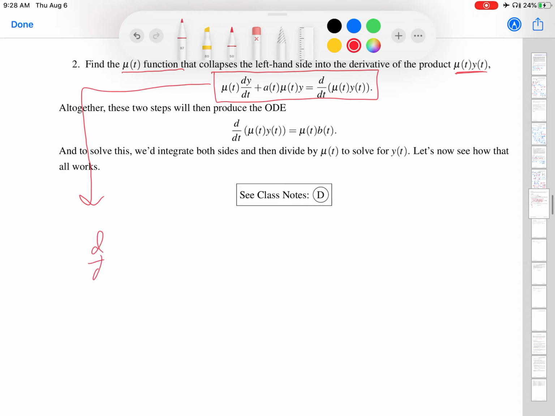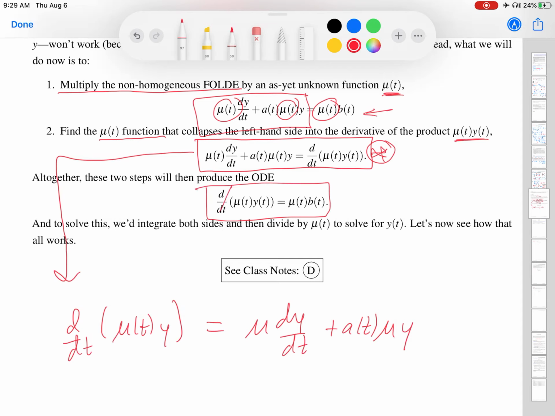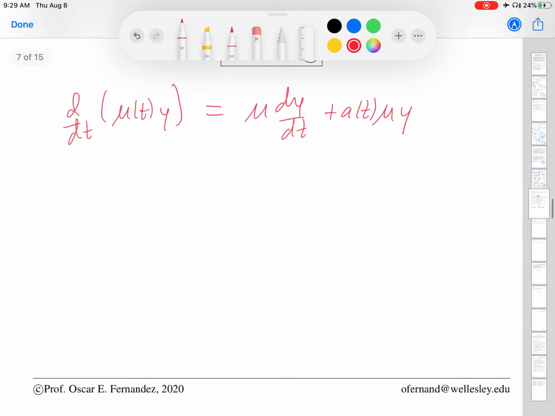So what are we doing? We are going to try to find a function mu of t such that the derivative of mu times y is equal to mu dy/dt plus a of t times mu times y. Why? Because, again, that left-hand side would become the derivative of mu times y, and then, like we talked about earlier, we would be able to get rid of the derivative by integrating, and then solve for y by dividing by mu. Great, so let's declutter things a little bit here. Nice. And then let's figure out how mu is going to emerge from this equation.